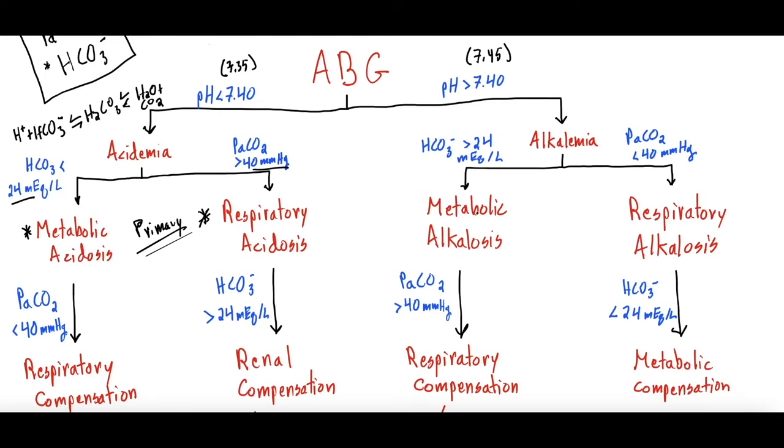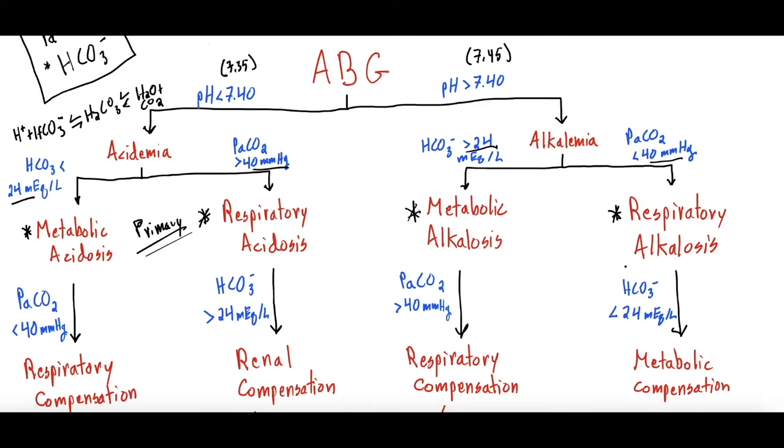So opposite the acidemia, if our bicarbonate level is greater than 24, that's going to be a metabolic alkalosis, right? Because bicarbonate is a base. So if it is high, it means that the alkalosis is because of the bicarbonate, and that is a metabolic alkalosis as the primary disorder. If that PaCO2, though, is less than 40, that's going to be a respiratory alkalosis as the primary disorder.